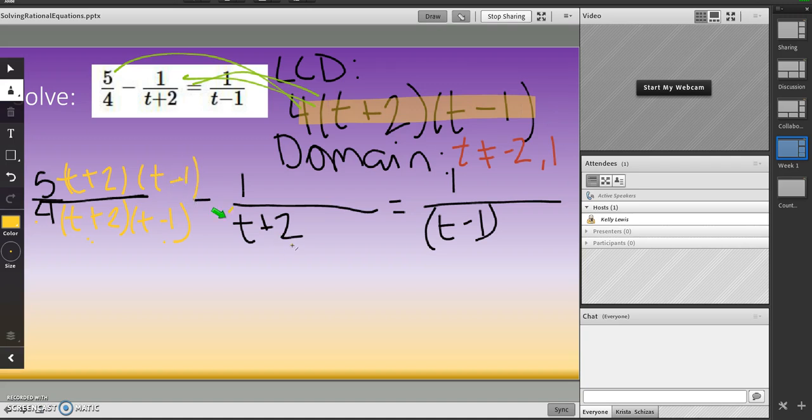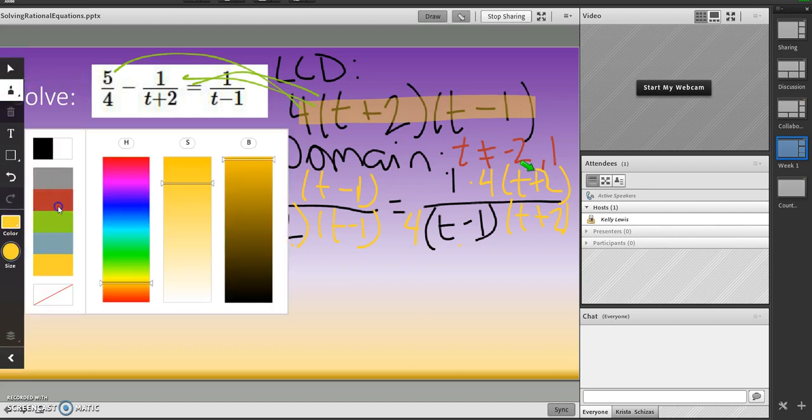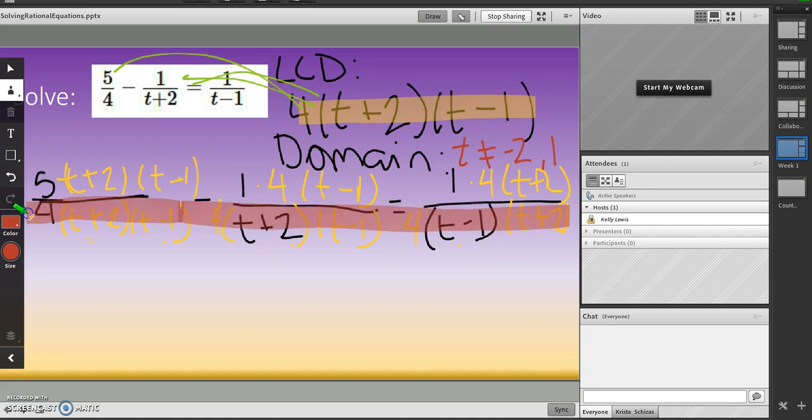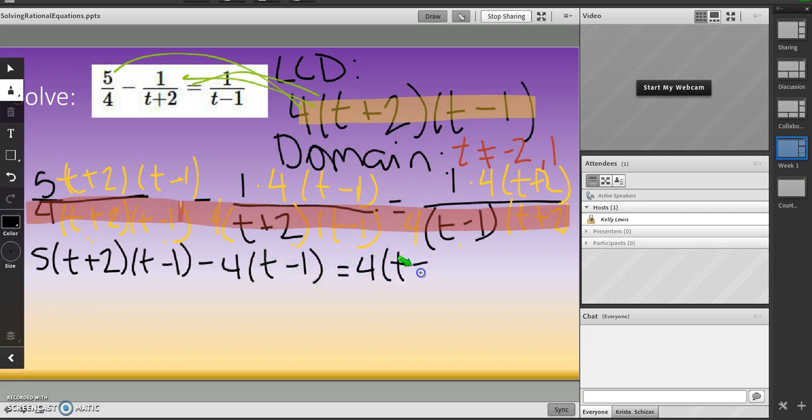On this guy, I need it to read 4 t plus 2 t minus 1. So what I added was a 4 and then a t minus 1. On here, I needed it to read 4 t plus 2 t minus 1. So I need to add a 4 t plus 2. All right, so since everything here has the same bottom, it kind of like deletes. So it's like in the same family, and it just deletes. The same logic as before from that previous problem. So what I have left is 5 t plus 2 t minus 1 minus 1 times 4 is 4 t minus 1 equals 1 times 4 is 4 t plus 2.